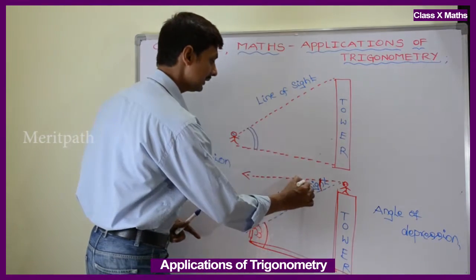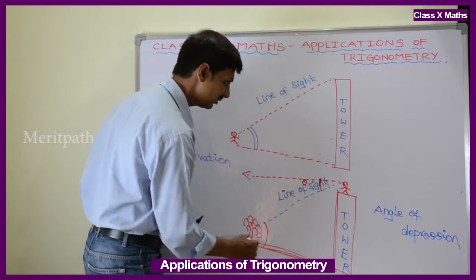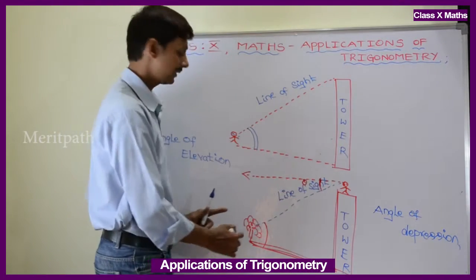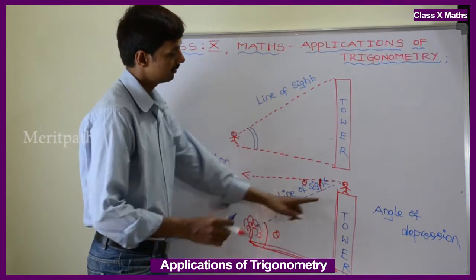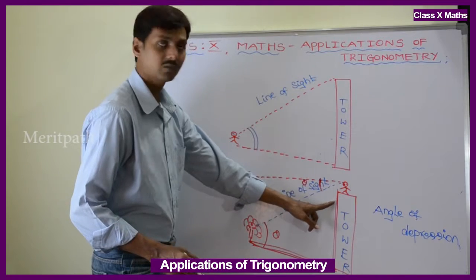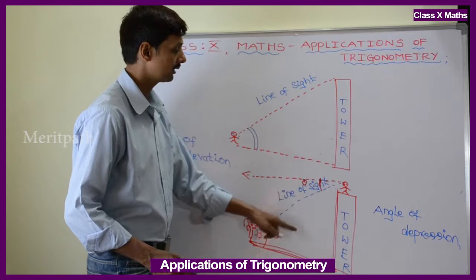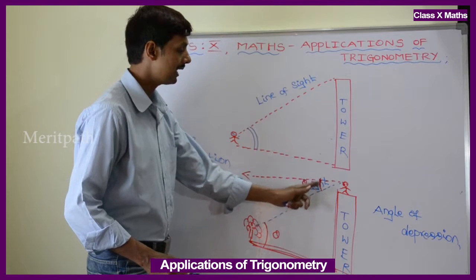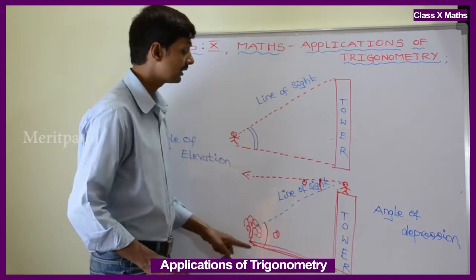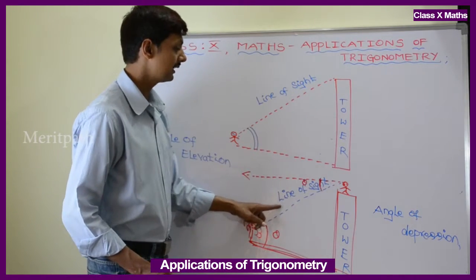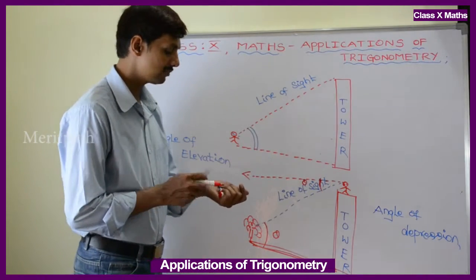Let us take this as theta. Then the angle formed with the horizontal line and his line of sight will be theta. And we know that if a transversal forms alternate angles, alternate angles will be equal. These two are alternate angles. So angle theta is equal to the angle formed with the horizontal line and the line of sight. This is called the angle of depression. Let us take one example of it.